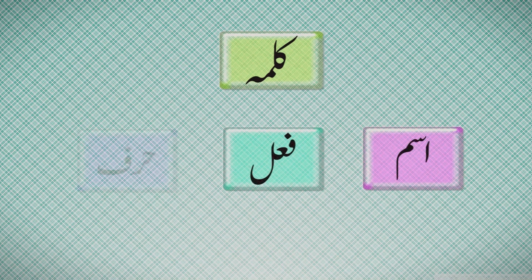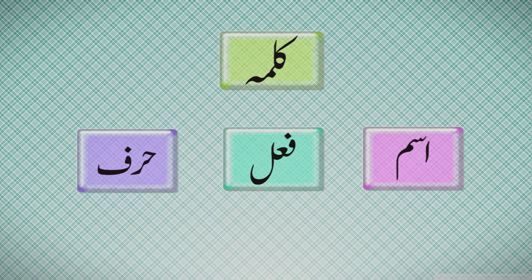In Arabic, a meaningful word is called a kalima. Kalima in Arabic has three types: ism, fail, and harf. Ism is the noun of a person, the name of a person, object, place, and act. Act means to do, to come, coming, going, etc.